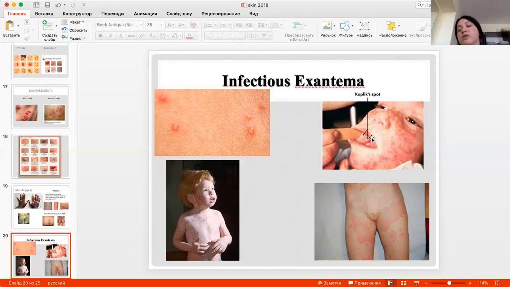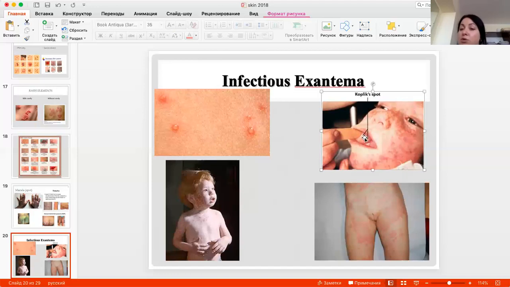Another important disease is measles. Measles is the typical disease where the child also has 3-4 days of fever, and then has the appearance of different elements of rash on the skin and on the mucous membrane. And what is interesting, on the mucous membrane of the oral cavity, on the buccal part, we have the appearance of Koplik spots.